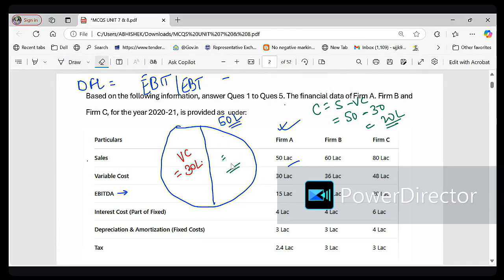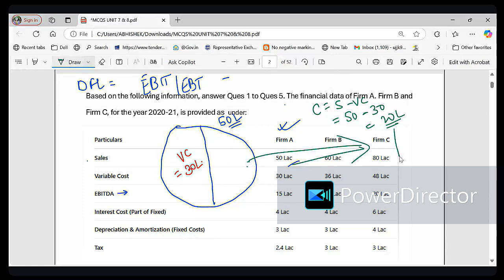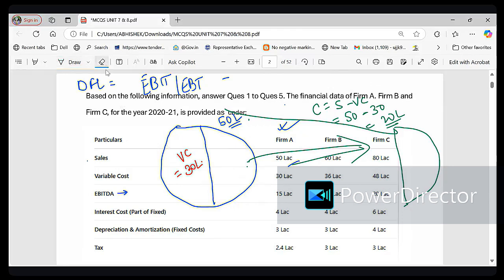Let me erase this particular point. Let me draw another half here. I hope it is visible to you. This portion I am representing consists of two things. What is given here? EBITDA. EBITDA is how much? Let me erase it.